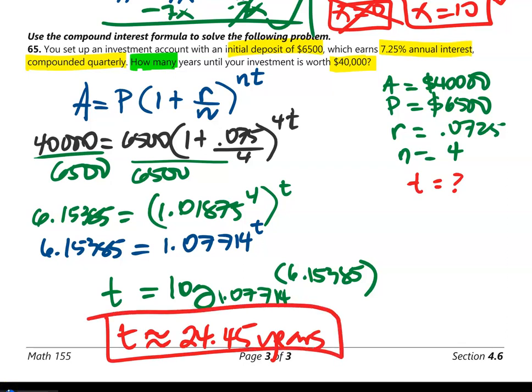With your initial deposit of $6,500 here, after approximately 24.45 years, you will have $40,000 in your account.